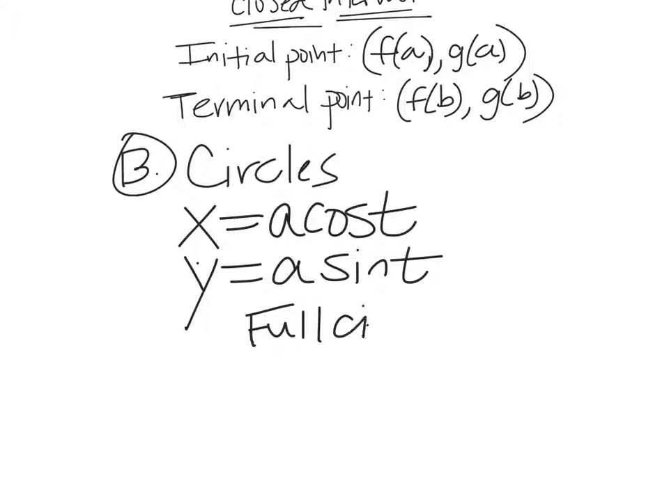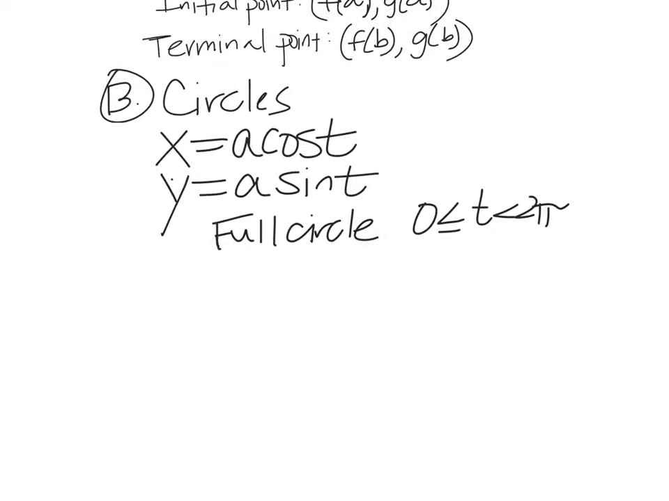For a full circle, t is from 0 to 2 pi, because that's going to get you all the way around. We're going to review trig stuff, but you know that 2 pi is all the way around the circle, 2 pi radians. All right, these I will not make you do by hand, okay? We'll do the whole thing on our calculator.